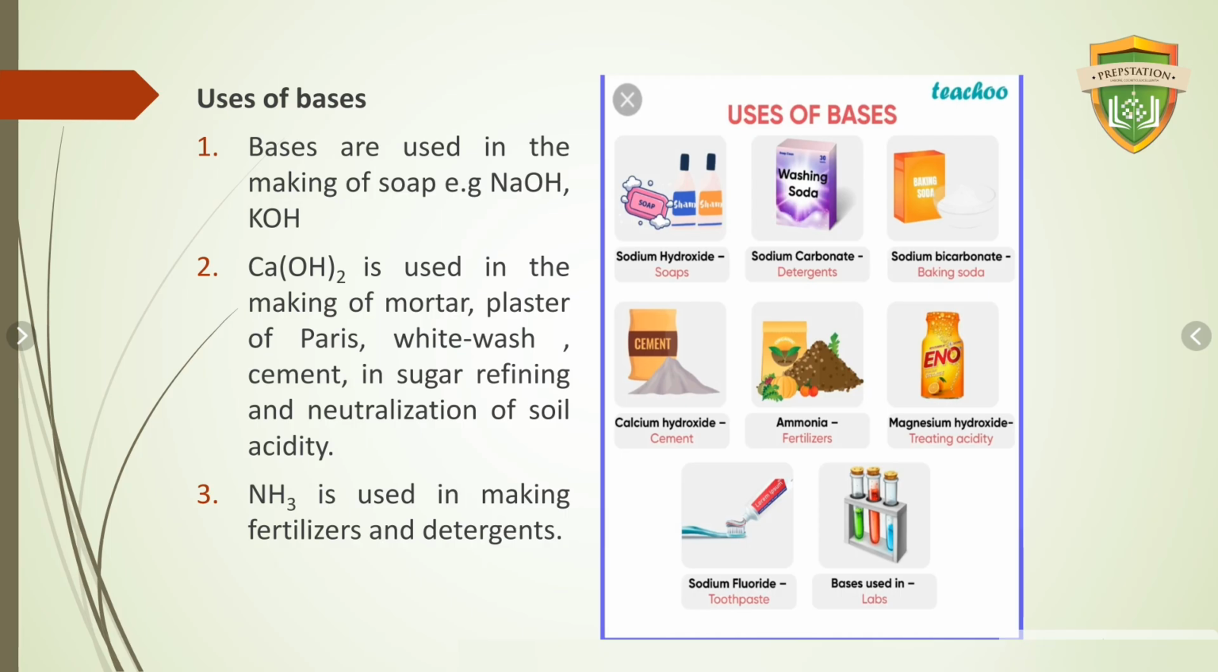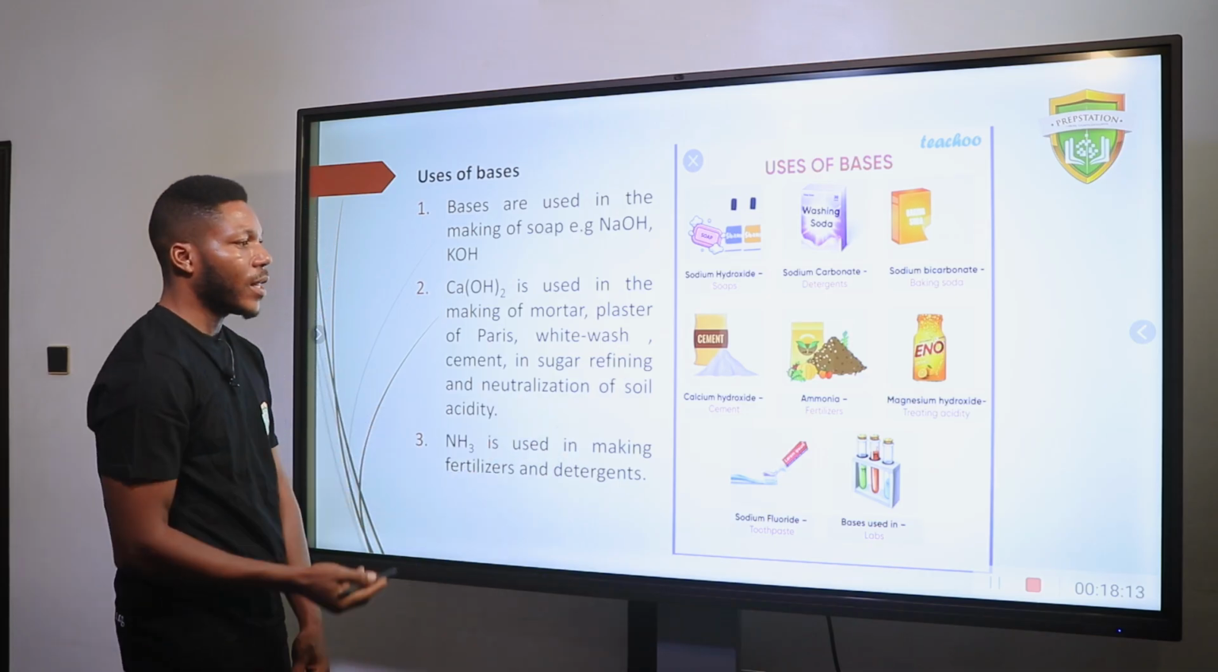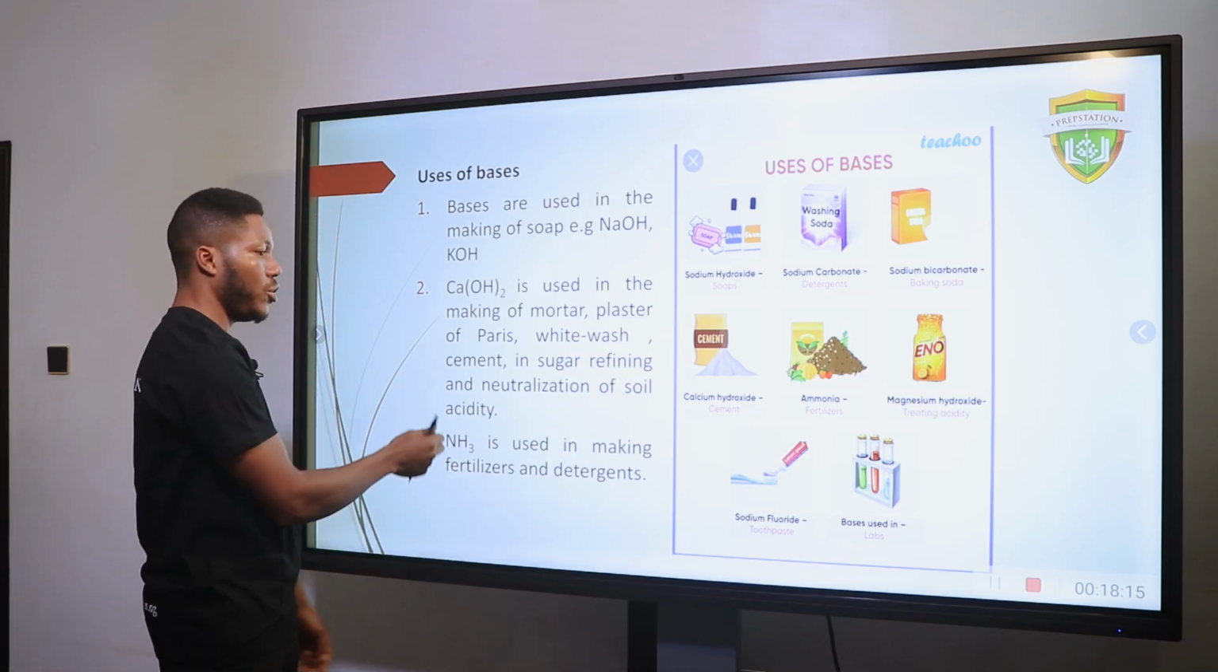All right, so let's look at some uses of a base. Bases are used in the making of soap. As I said before, the major ones are sodium hydroxide and also potassium hydroxide. Calcium hydroxide is used in the making of mortar, plaster of Paris, whitewash, cement, in sugar refining and neutralization of soil acidity. Then ammonia is used in making fertilizers and detergents. So these are other uses of a base. Just look at the screen and see what they are being used for.